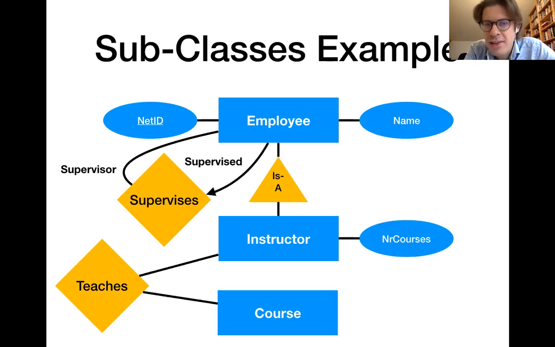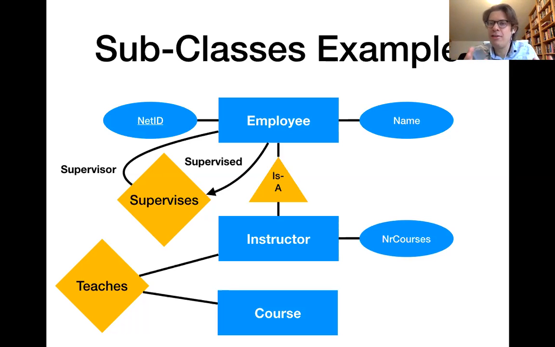To make things more concrete, here is an example. Let's assume that we have a university database. So we have employees, and then perhaps there are different classes of employees, such as the instructors. And here the employee already has a couple of attributes. First of all, we have the net ID, and the net ID is a key, which you recognize because it is underlined. We also have the name attribute. And those employees are also in a supervisor's relationship with each other, which we have seen in the previous example.